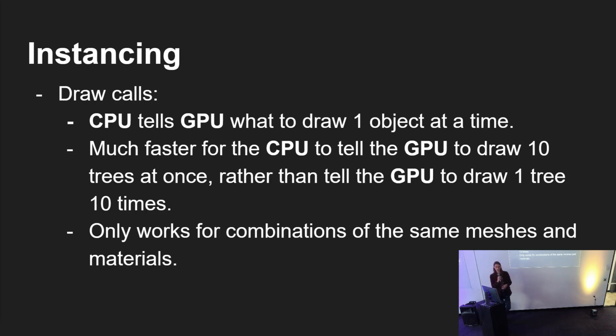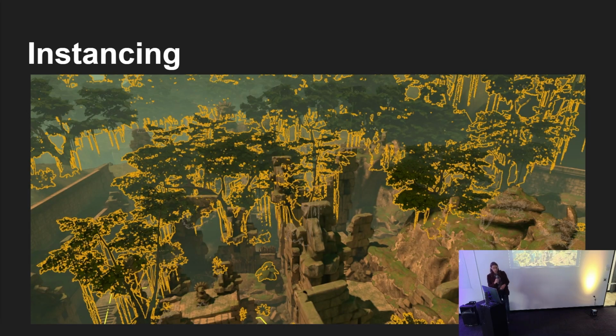So instead, what we can do is send the vertices, the triangles, all that information once, and we just provide a list of different positions and different transformations that we can then get the GPU to render all at once, all at the same time. So that's one draw call for an entire field, right?